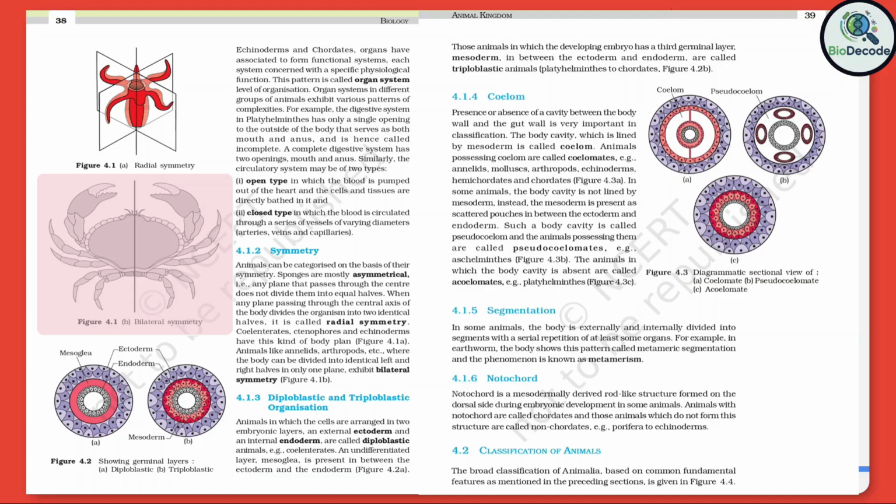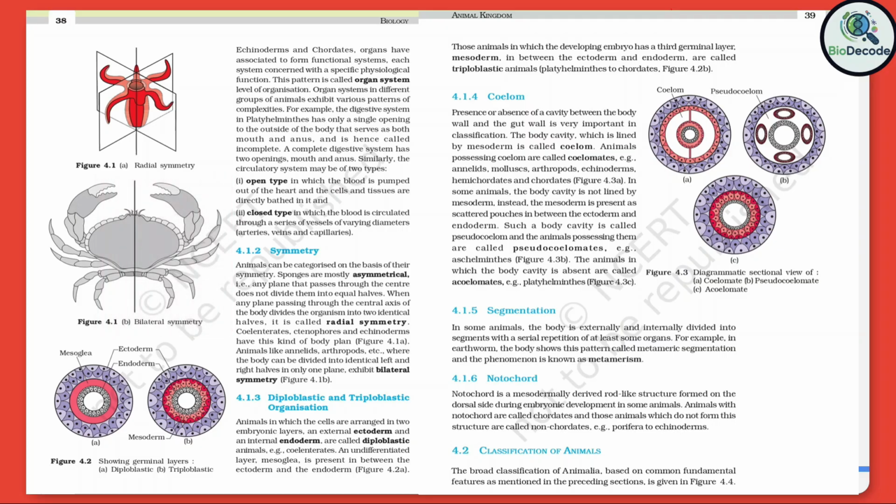Bilateral symmetry marks a major evolutionary advancement because it allows cephalization, or concentration of sense organs and nervous tissues at the anterior end, leading to directional movement and complex behavior. It signifies an active lifestyle where the animal moves in a definite direction and requires a coordinated body design.